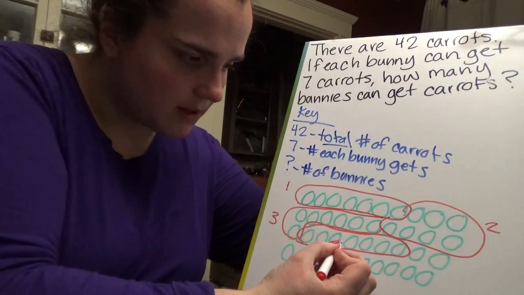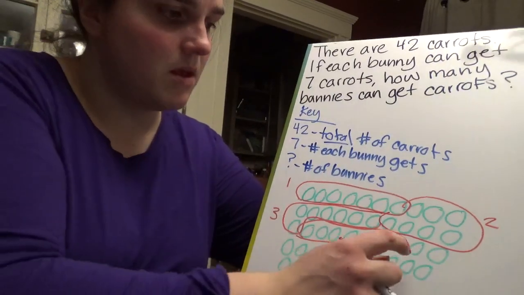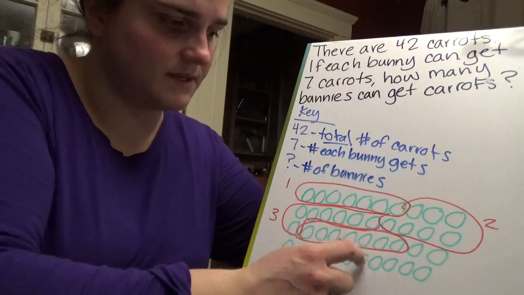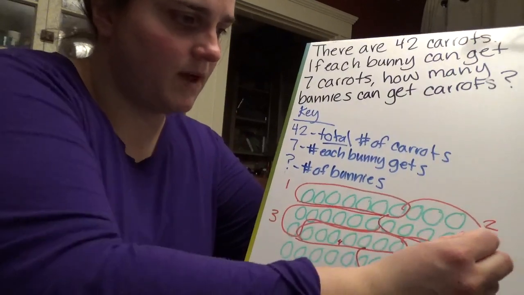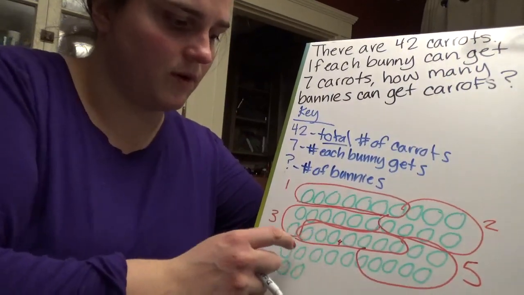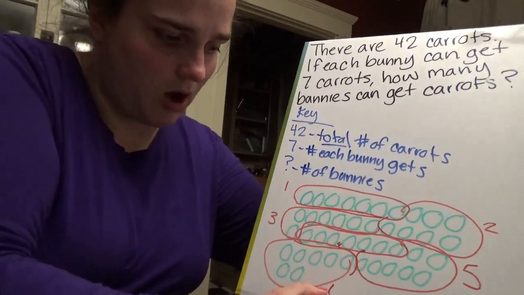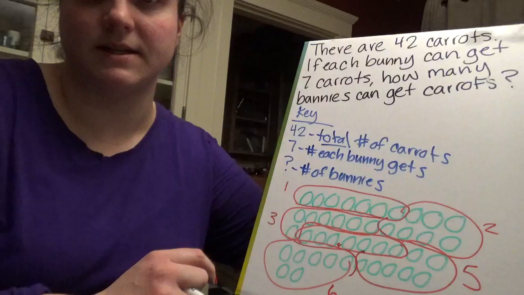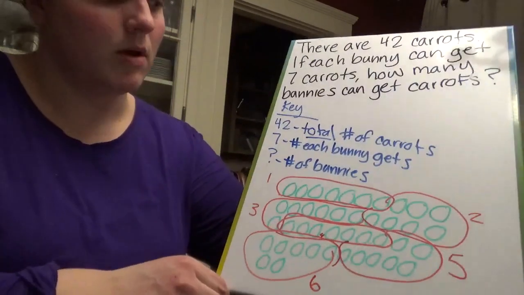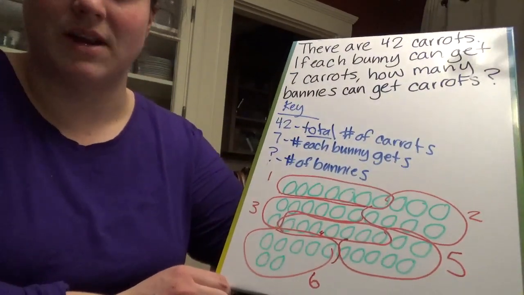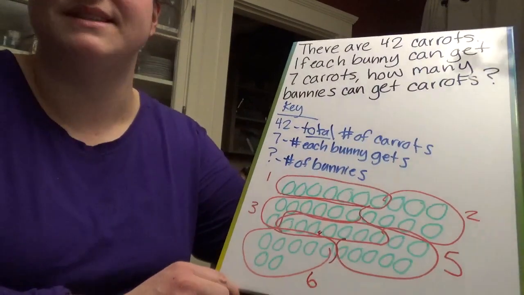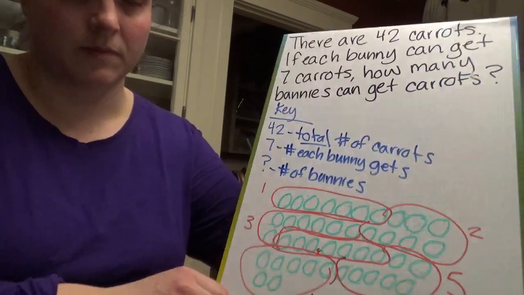1, 2, 3, 4, 5, 6, 7. 4 bunnies. I'm going to write that right there, kind of small. 1, 2, 3, 4, 5, 6, 7. 5 bunnies. 1, 2, 3, 4, 5, 6, 7. And if you've done this right, you're going to have used all of your carrots and have none left over. So we just made 6 circles with 7 in each. So that means that we have 6 bunnies.